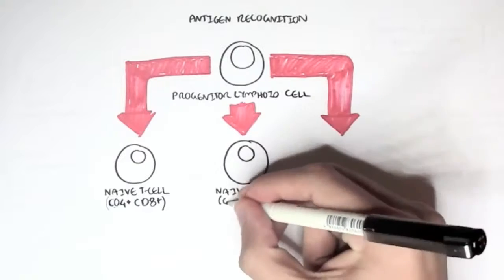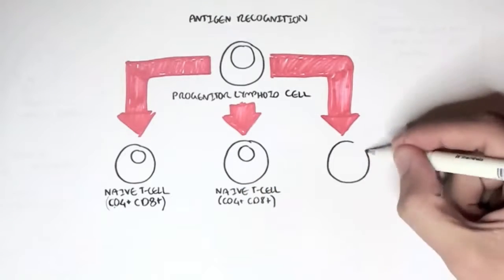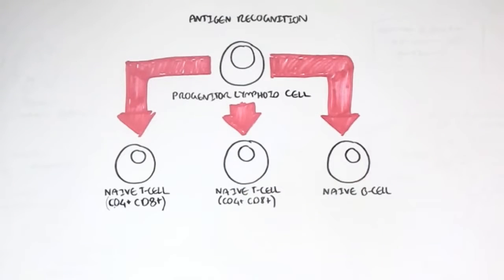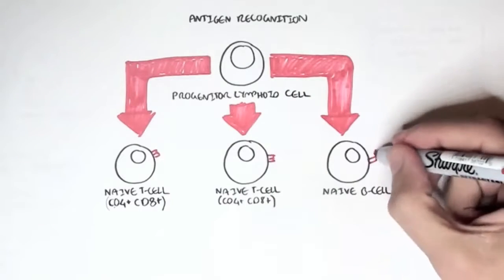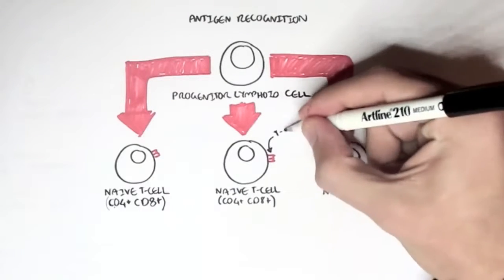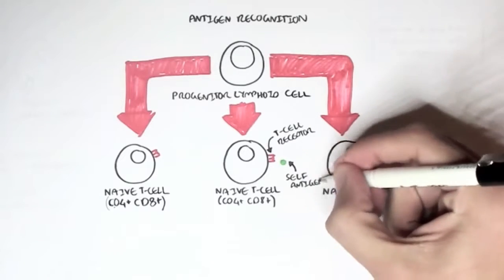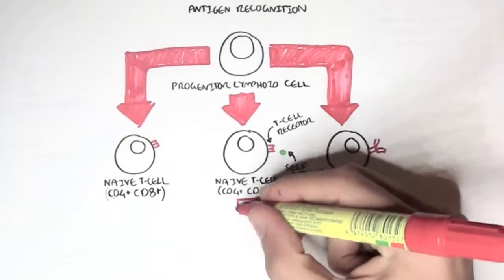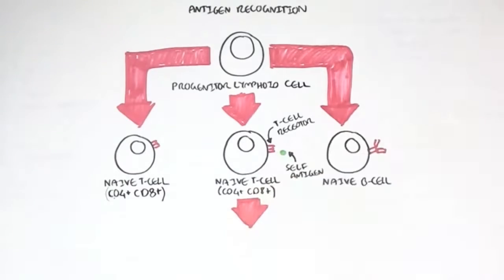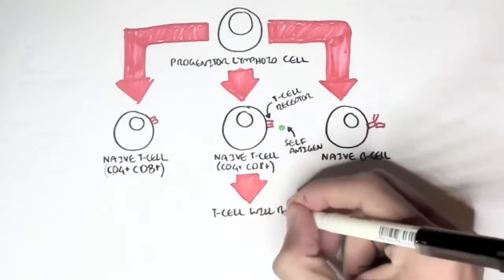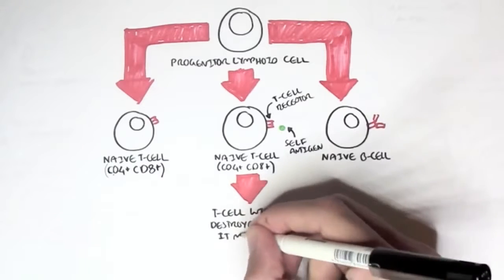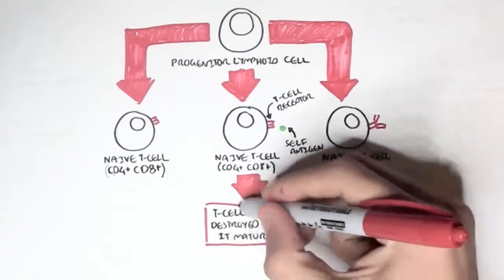These naive T cells have T cell receptors on them that can recognize antigen. If a T cell recognizes a self-antigen, this naive T cell will be destroyed before it matures because we don't want a T cell to attack our own body, because self-antigen is our own body. Now let's follow this other naive T cell.